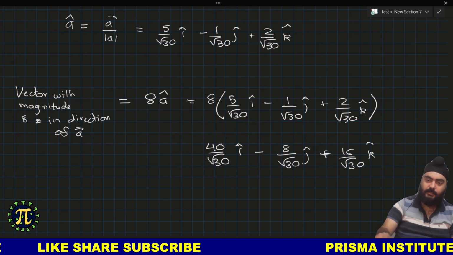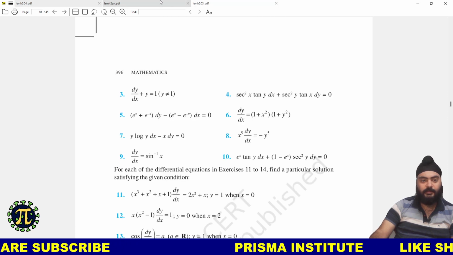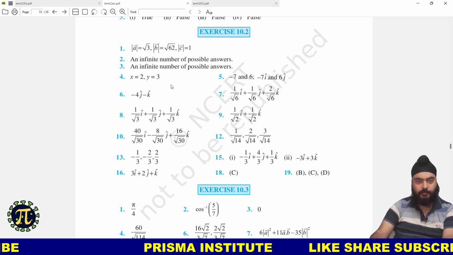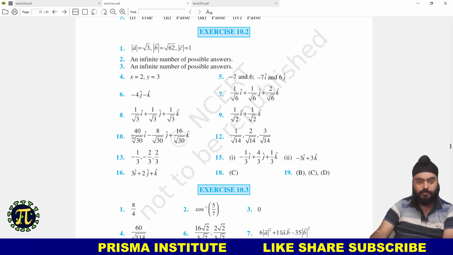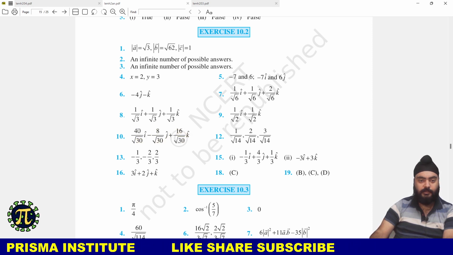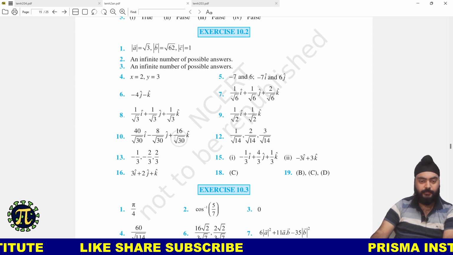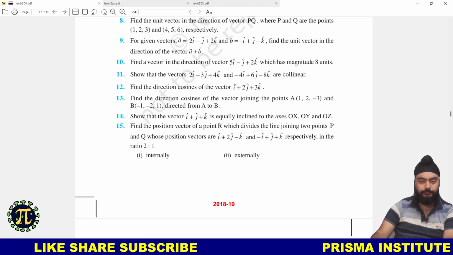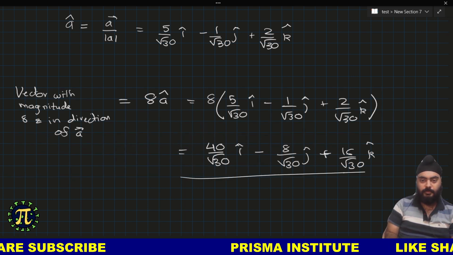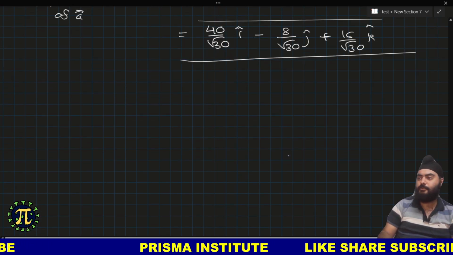Let's check the answer from the back of the NCERT and simplify it if we have to. In question 10.2, they have left the answer in the same way: 40 by root 30, minus 8 by root 30, plus 16 by root 30. I'll put it in a box. Okay, next question.